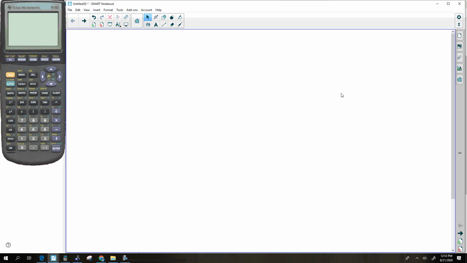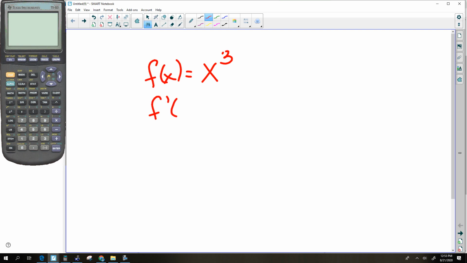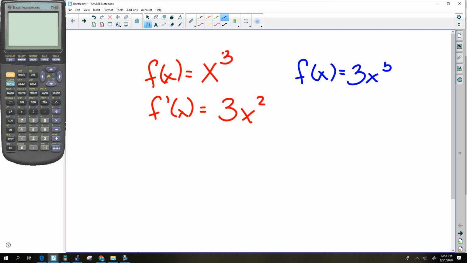It's the concept that if I have an exponent on something, x to the third, okay, if that's my function, my derivative, that exponent drops down as a multiple, so 3x squared. And even if there's a number up front, like 3x to the fifth, the 5 drops down, multiplies, so that's 15x to the fourth as the derivative.